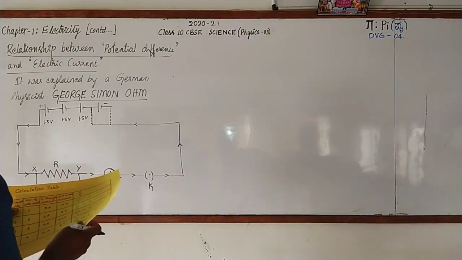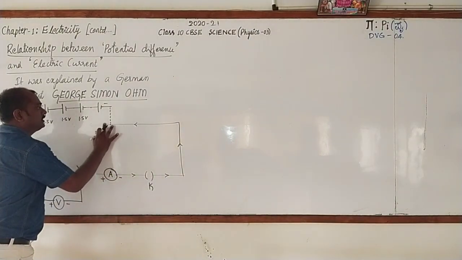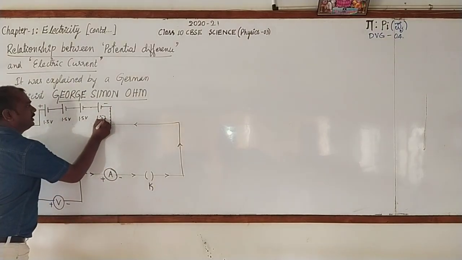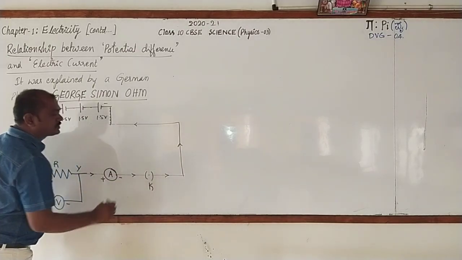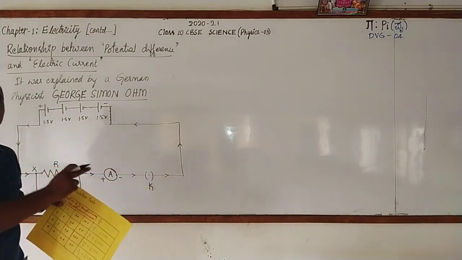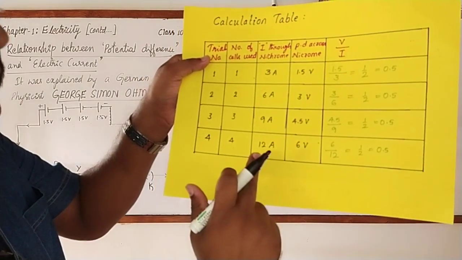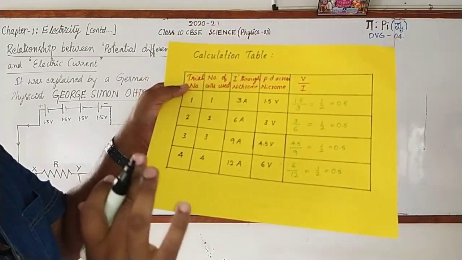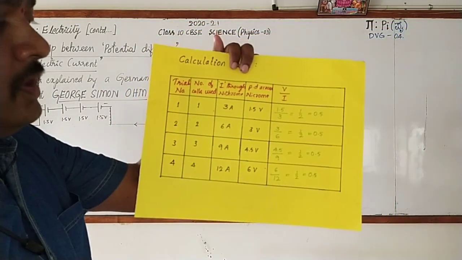Next, one more, the fourth trial. Again switch off, then disconnect it, then connect one more cell. It is also of the same voltage, 1.5 volts. Then close the circuit by pressing the key. Again take the ammeter and voltmeter readings. In the fourth trial, you can see that the current is 12 amps and the voltage is 6 volts. Got it? So these are the readings.